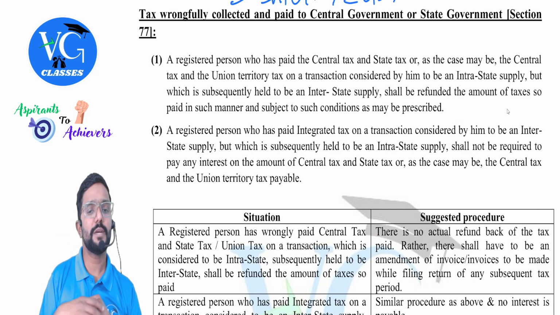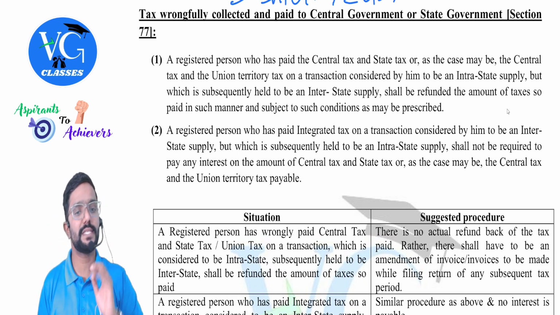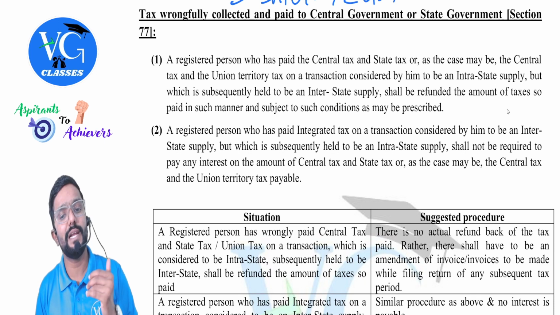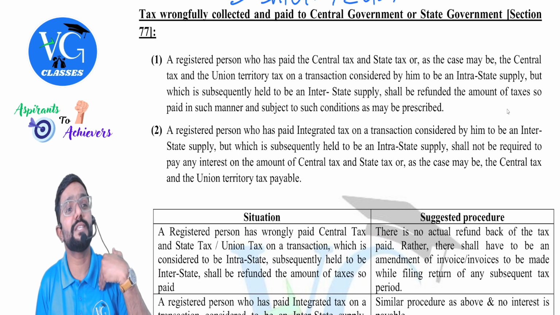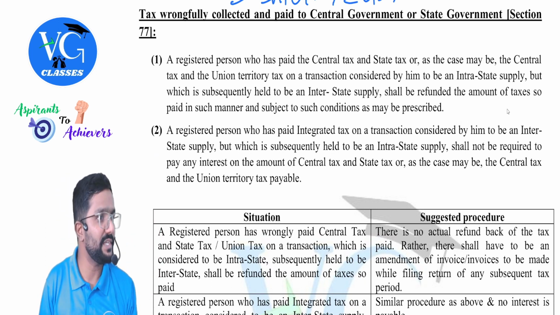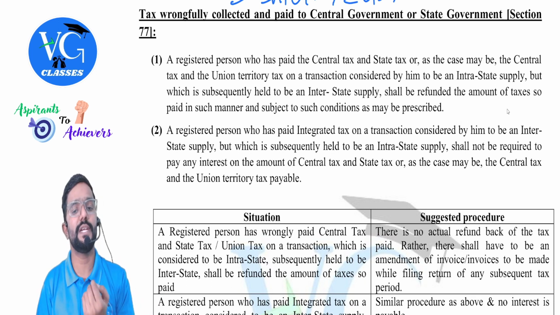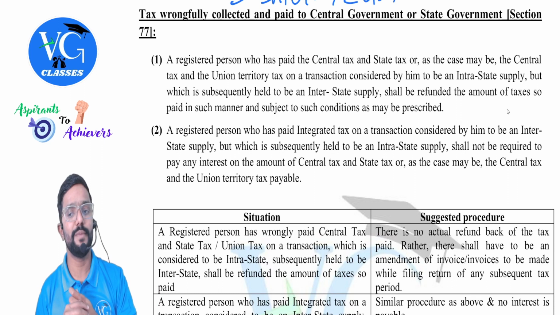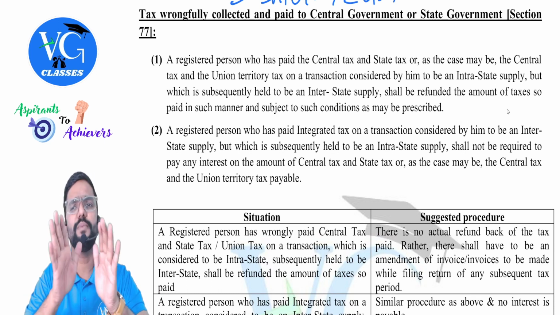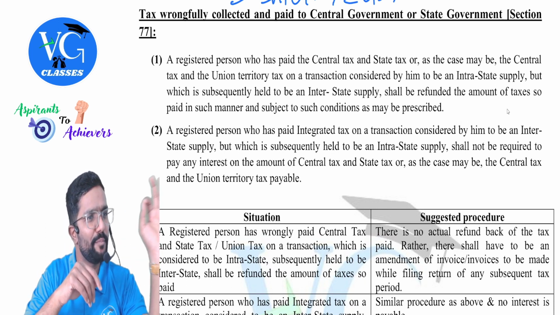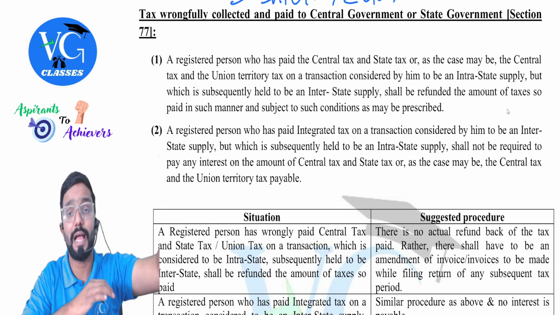Subsection 2. A registered person who has paid IGST on a transaction considered by him to be interstate supply, but which is subsequently held to be intra. See, guys, actually it was intra, but I wrongly classified it as inter and paid IGST. Such a person shall not be required to pay any interest on the amount of central tax or state tax, or as the case may be, central tax and union territory tax payable. Why, sir? Simple logic. Whatever I was supposed to pay, I have paid, but I have paid the wrong tax. One or the other tax I have paid at the actual rate.